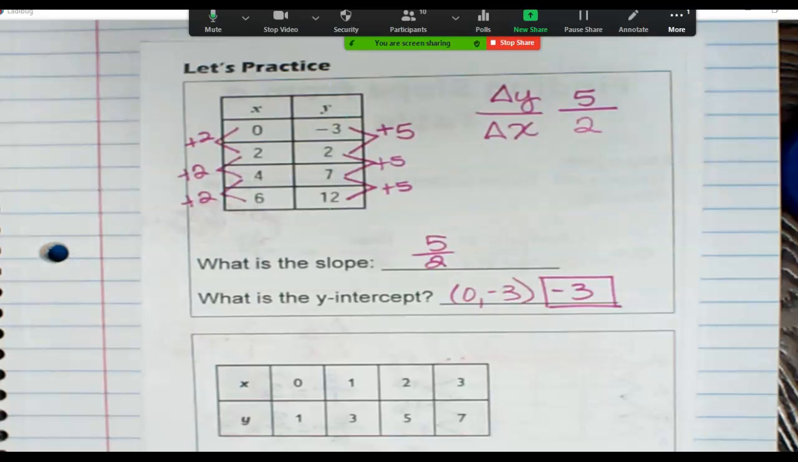Poll check. Do you like finding tables better or graphs better? Table. It's been about 50-50 all day. Table.